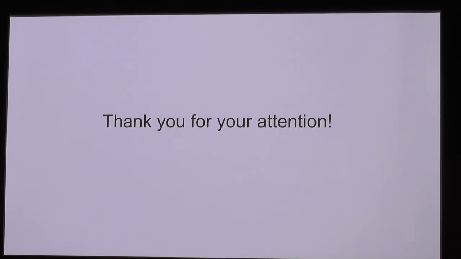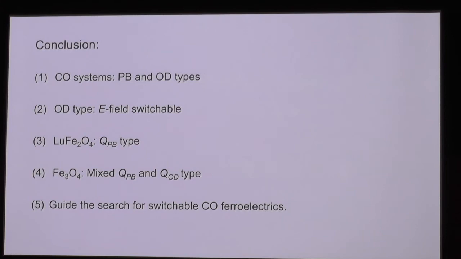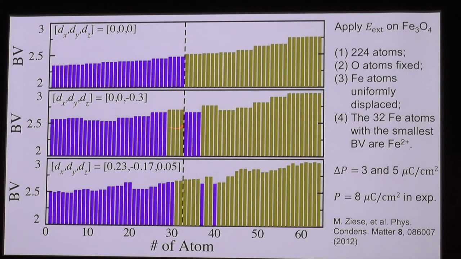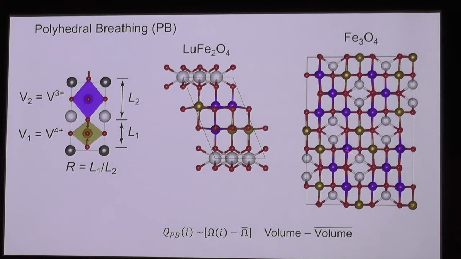Thanks. Any questions? So in the magnetite case where you have this flipping, are these all in the same layer? Is it four in one layer and then there's a flip in the next layer up? If we check the position of these atoms, it is not necessary that they occupy the same layer. Actually, they could be quite far away. Okay, so they're not correlated in their positions.